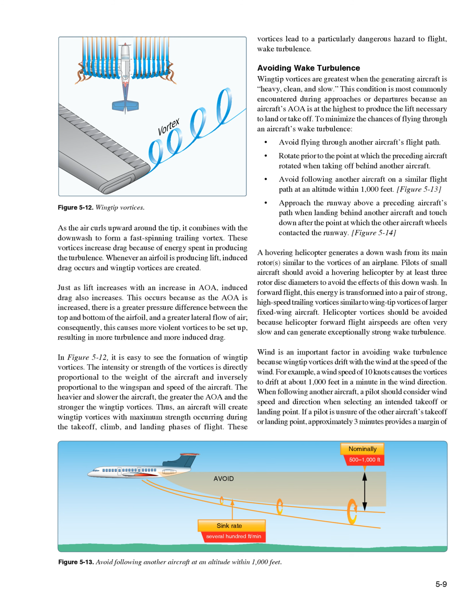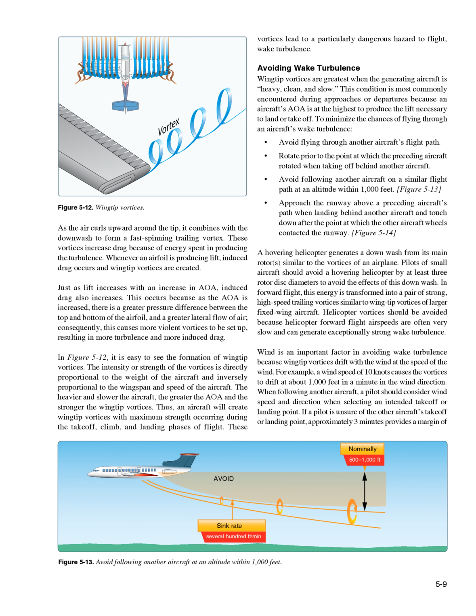Helicopter vortices should be avoided because helicopter forward flight airspeeds are often very slow and can generate exceptionally strong wake turbulence. Wind is an important factor in avoiding wake turbulence because wingtip vortices drift with the wind at the speed of the wind. For example, a wind speed of 10 knots causes the vortices to drift at about 1,000 feet in a minute in the wind direction. When following another aircraft, a pilot should consider wind speed and direction when selecting an intended takeoff or landing point.